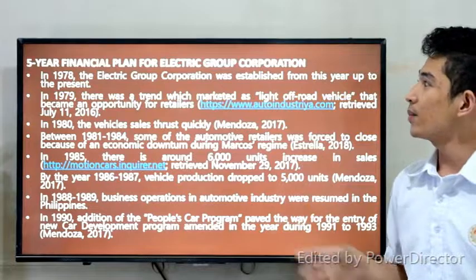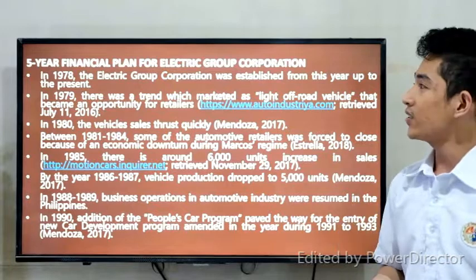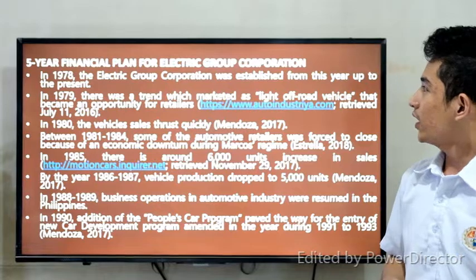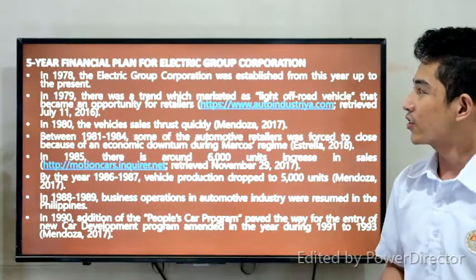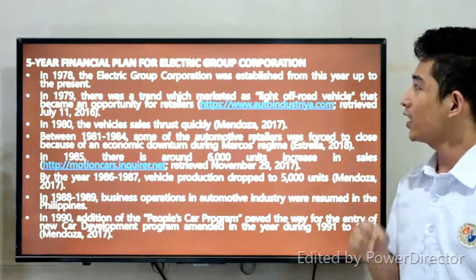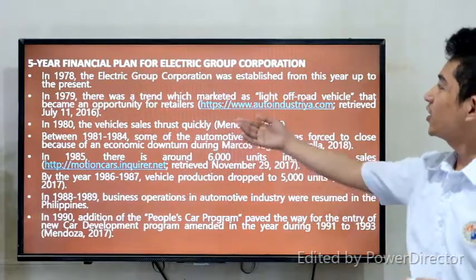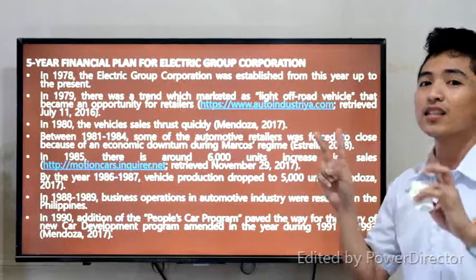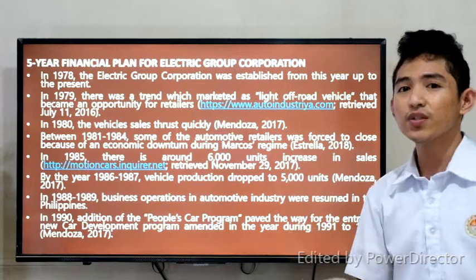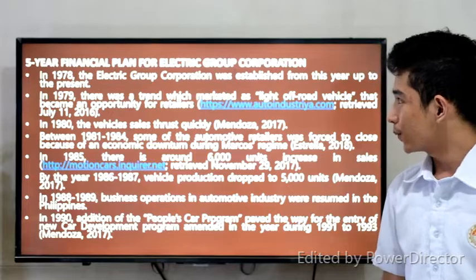So here is an example of a well-prepared peaks and valleys from a 5-year financial plan for Electric Group Corporation from our library. Here we can see that the writers briefly discussed the historical events in EGC, and we have to take note that they did not forget the in-text citation I was telling you about, because this proves that the sources are properly acknowledged.